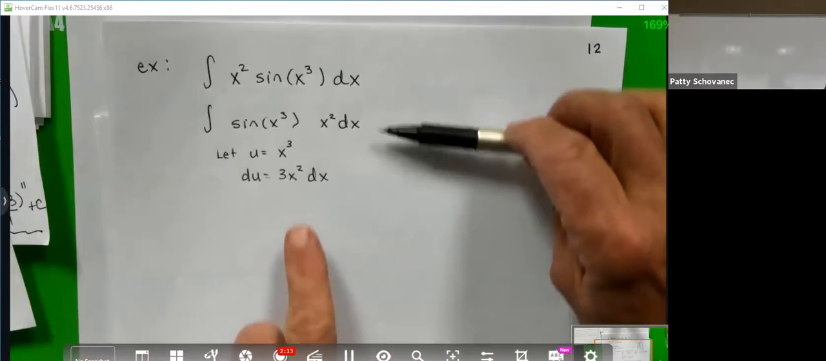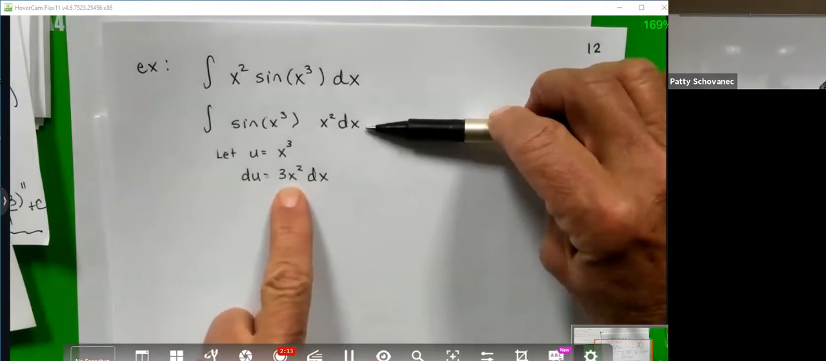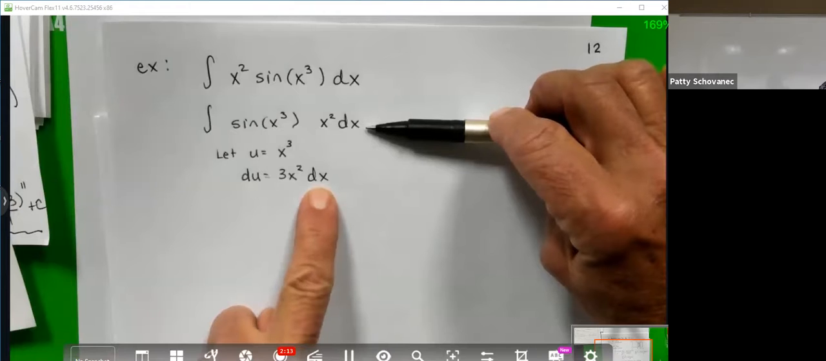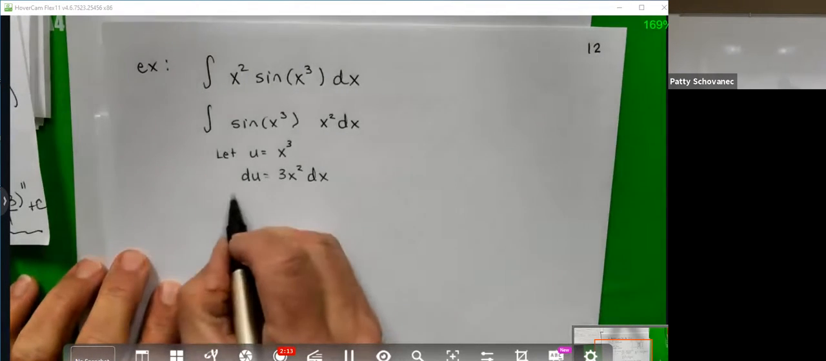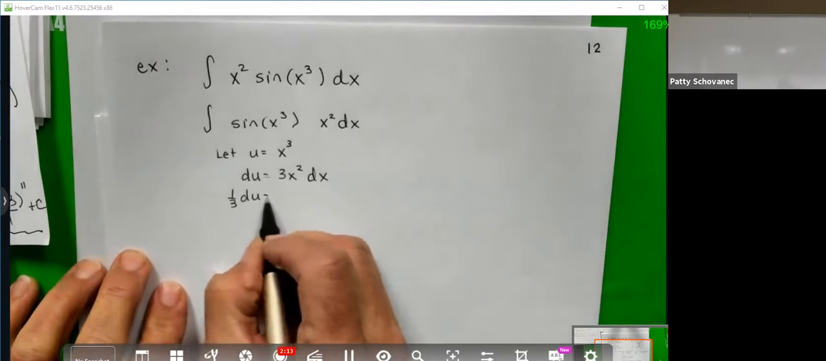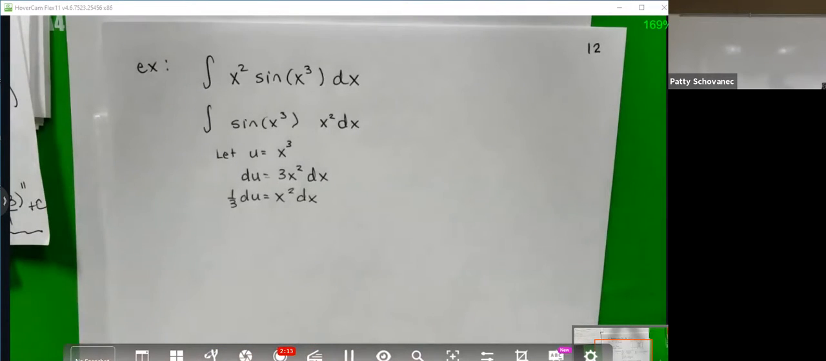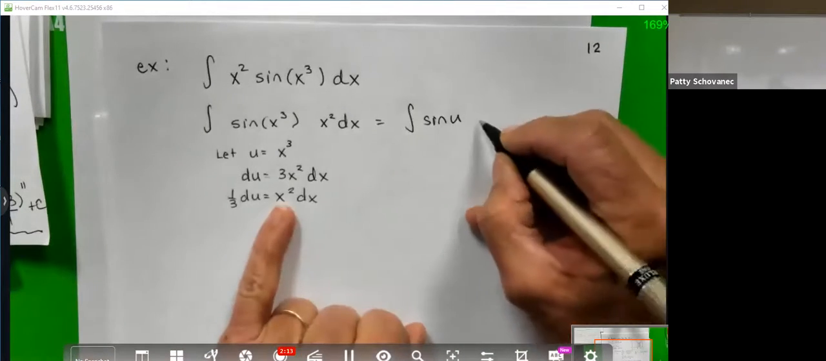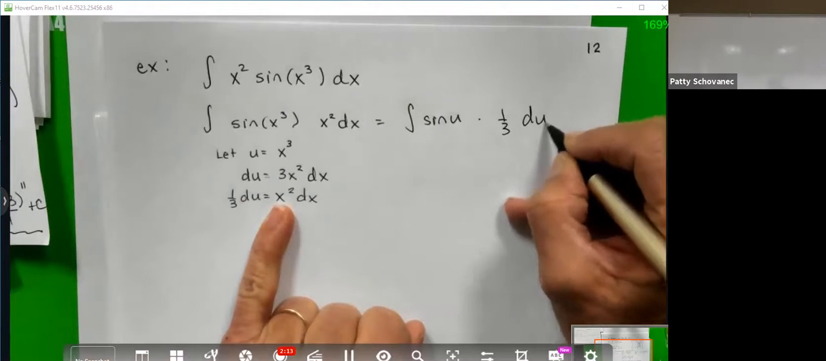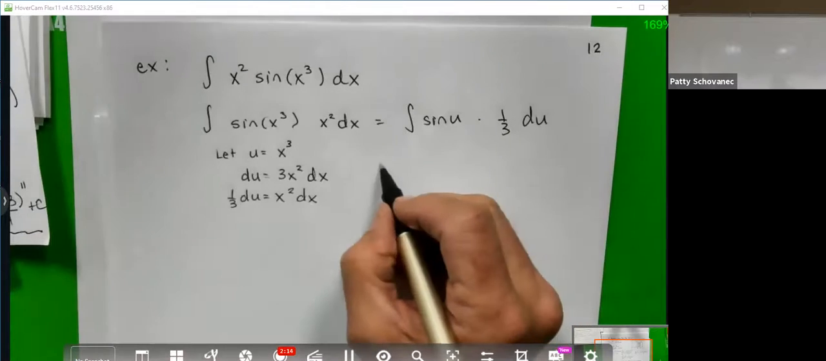And when I compare it with this, I've got that, but without the 3. So I'm going to take this line and solve it for x squared dx by moving the 3 over here as a 1/3. And now I'm going to rewrite it. This becomes the sine of u, and x squared dx is 1/3 times du. If there's just a constant to factor out, you can do it.